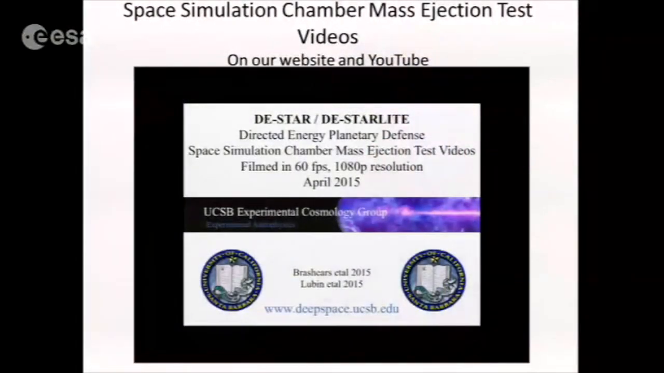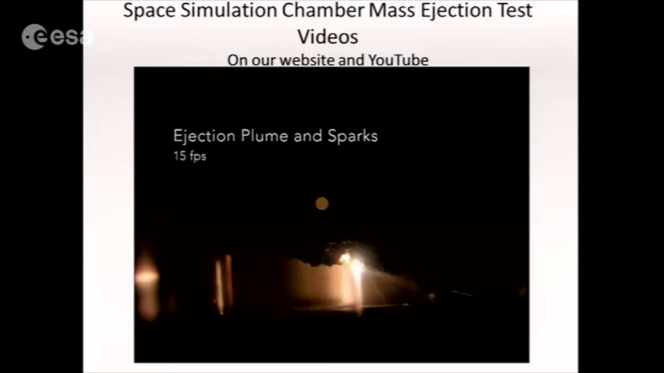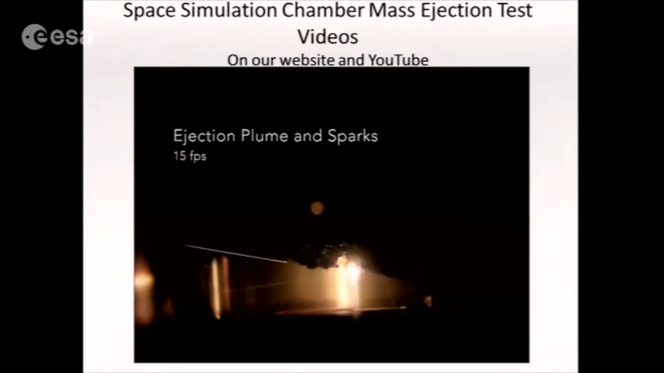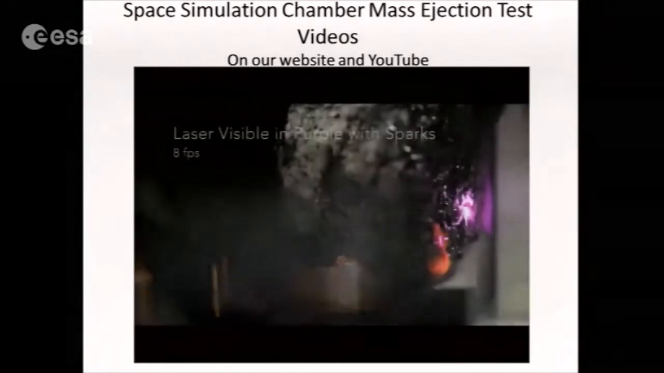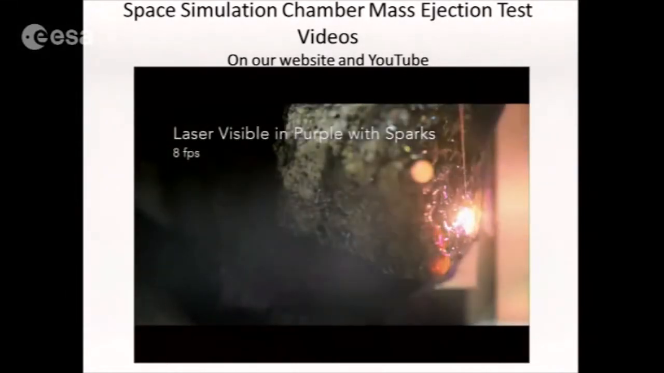I would like to show you a video I made of my laser ablation process that was filmed at 60 frames per second at 1080p resolution. This is a very unique clip because we can see the plume cloud being diffracted by the laser, and we also see sparks coming off. But the plume cloud is very unique in that picture.